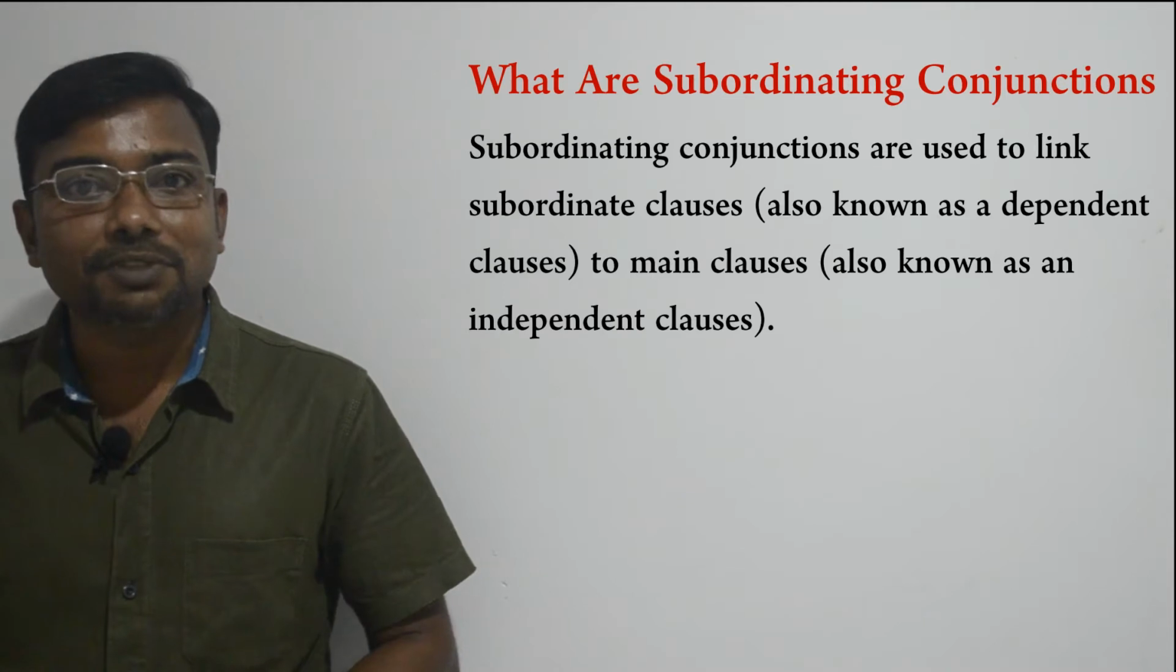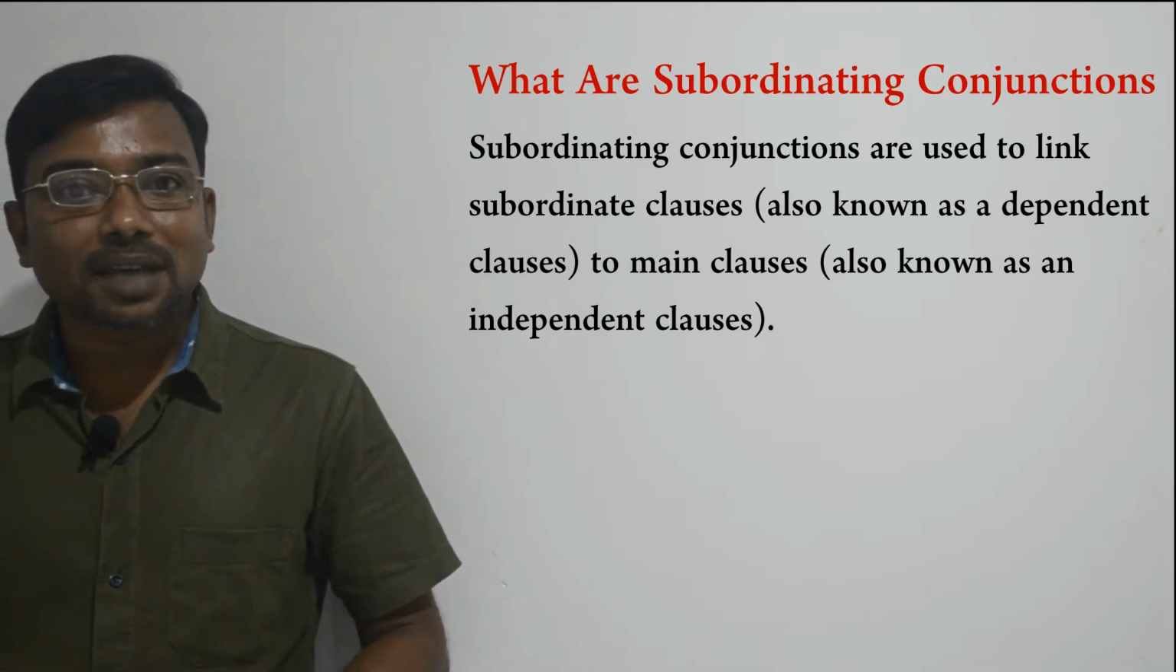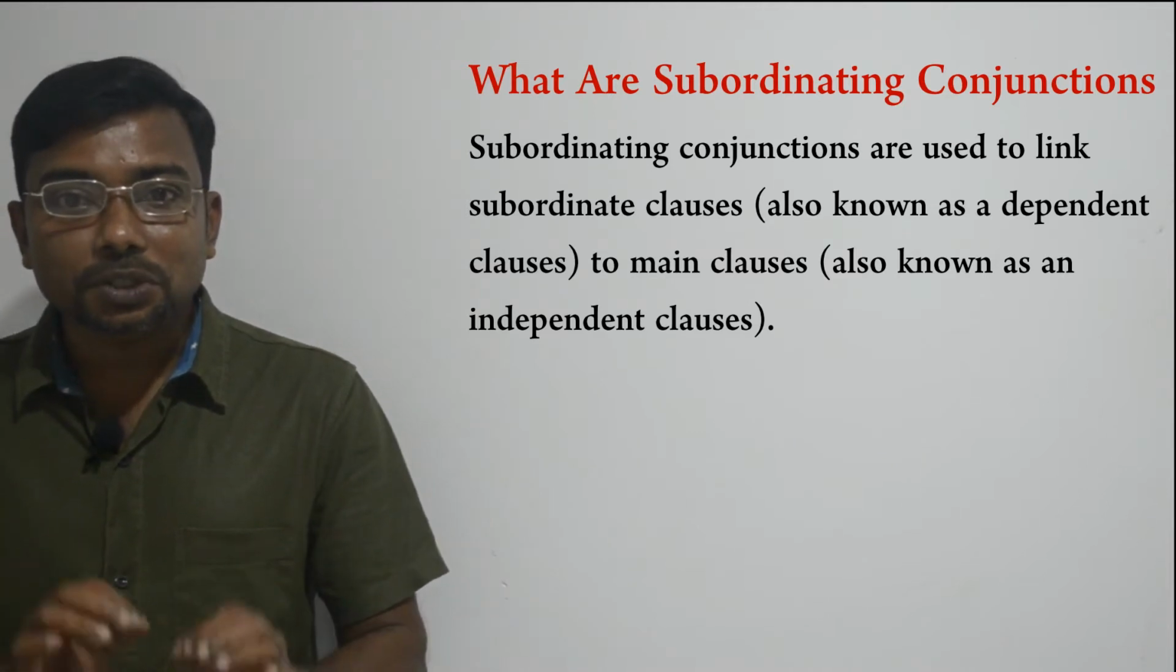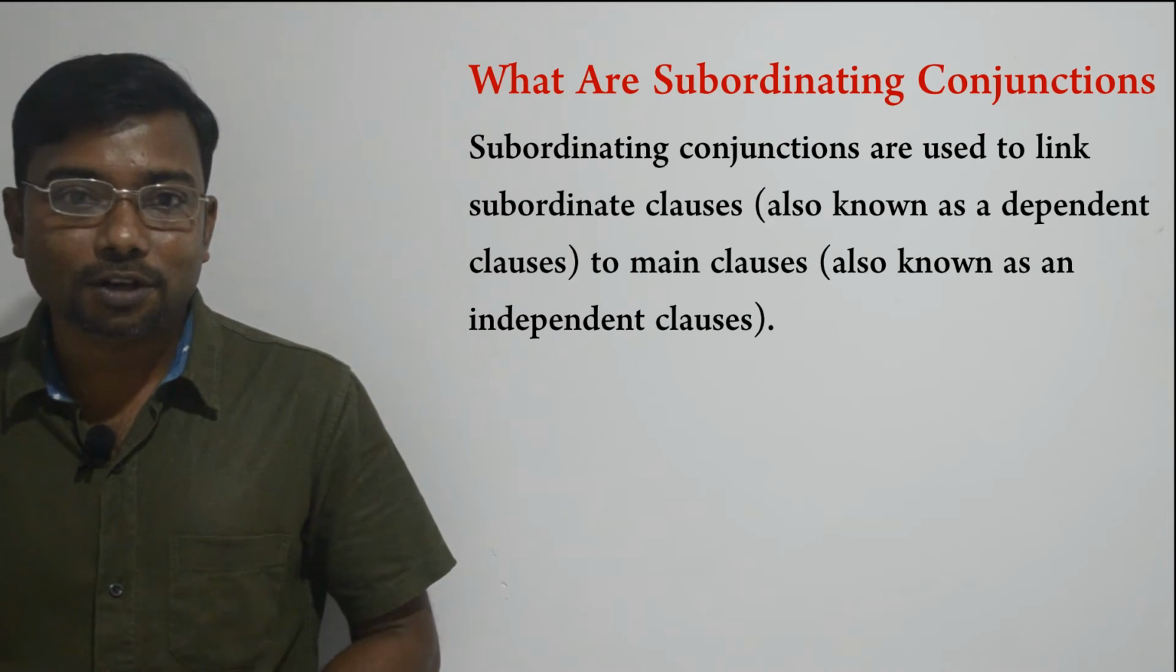video. Okay, we use a coordinating conjunction to link words, phrases, clauses or sentences of the same grammatical type. But we do not use a subordinating conjunction to link words and phrases. Remember, subordinating conjunctions are used to link a dependent clause to an independent clause.